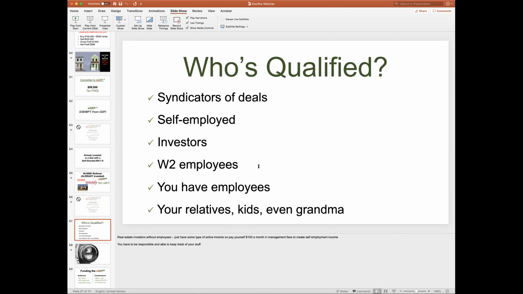And then who's qualified? So you kind of see who's qualified. If you're syndicating deals, if you're putting together deals, if you're a property manager of deals, if you're self-employed, if you're investing, if you've got any type of business activity, if you're a W-2 employee, and all that means is you have to have some other type of business, some side hustle. You could have an eBay store, a lemonade stand. You could have an online portal where you can make money selling something. It's almost impossible to not be qualified if you want to do this. And even if you have employees, you can do it. We can set up a plan to where you could utilize this and invest in real estate. So people like your relatives, your kids, even grandma, like anybody can do this.